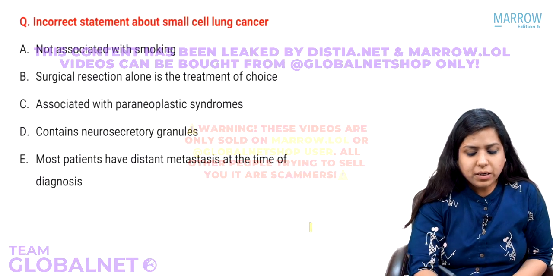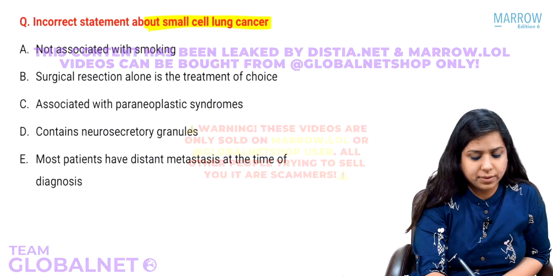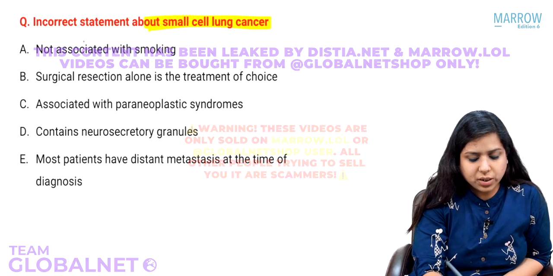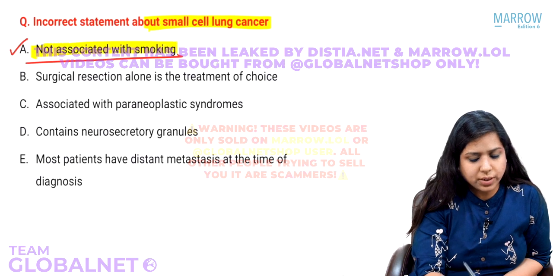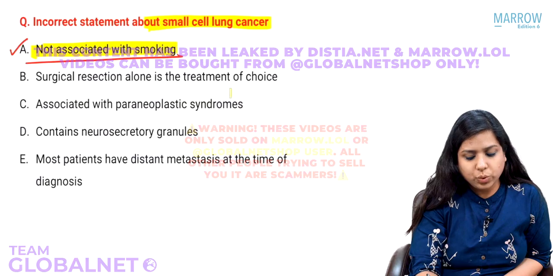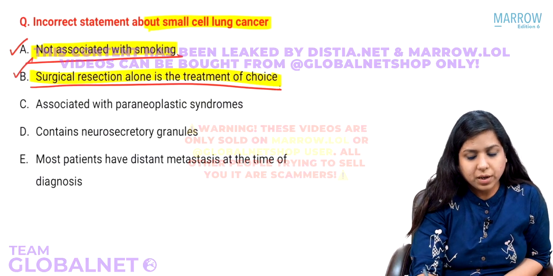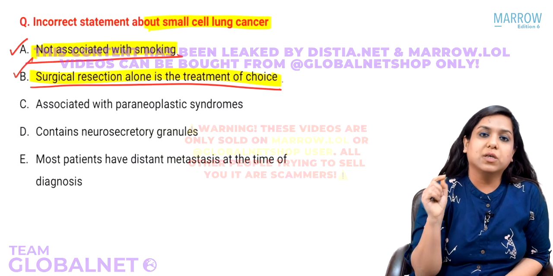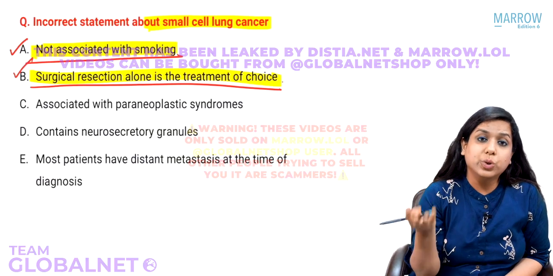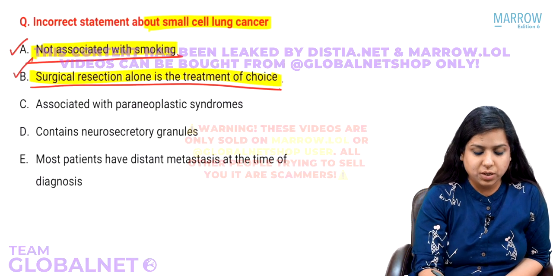Next. Incorrect statement about small cell lung cancer. Which statement is incorrect? Let's see. Not associated with cigarette smoking. Yes, that's incorrect because it has the strongest association with cigarette smoking. Surgical resection alone is the treatment of choice. That is also an incorrect statement. Why? Because I told you this tumor is chemosensitive. Surgery we don't do because usually the tumor has metastasized when it comes to us.